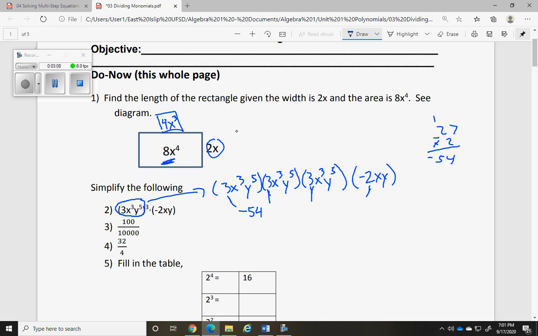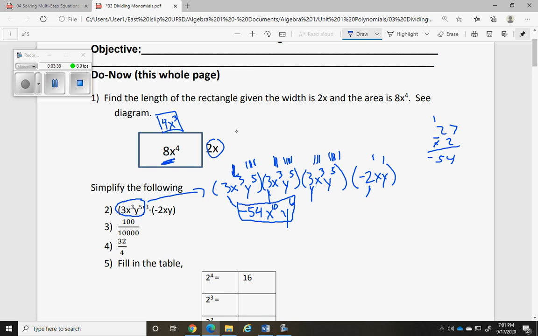Next, I'm going to look at my x's, and like I count out loud, I count right here. I have 1, 2, 3, 4, 5, 6, 7, 8, 9, 10. So I have x to the 10th power. And with the y's, 1, 2, 3, 4, 5, 6, 7, 8, 9, 10, 11, 12, 13, 14, 15, 16. Y to the 16th power. So the answer is negative 54, x to the 10th, y to the 16th.